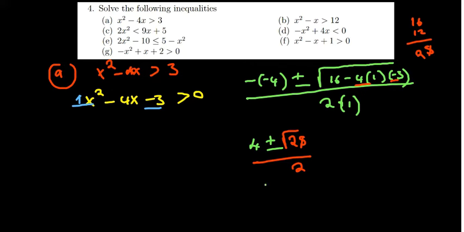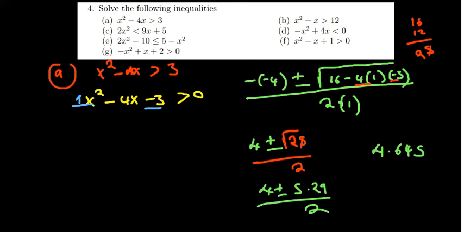4 plus or minus the root of 28. So the root of 28 is something like 5.29, over 2. 4 plus that, divided by 2. So one of the possible results is 4.645. So that is for the addition part.